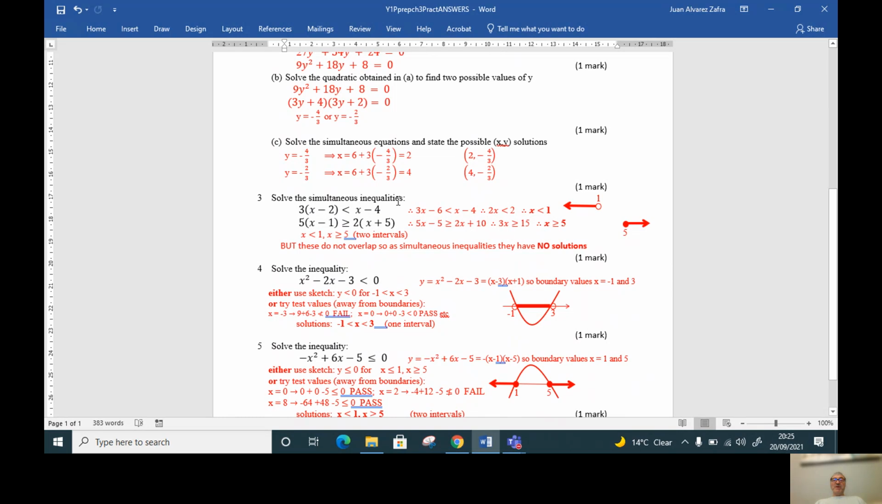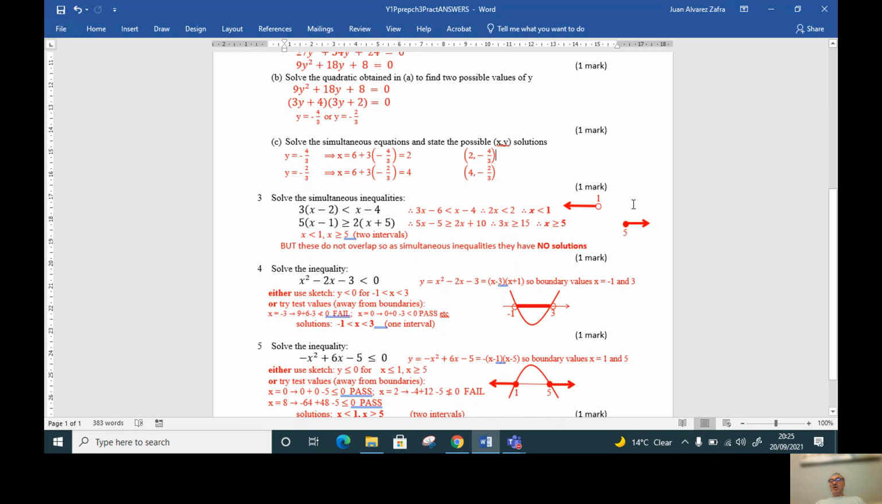But if we want to solve these two inequalities simultaneously, a value of x has to be strictly less than 1 and 5 or more? Well, that's impossible because these two intervals don't overlap. And so actually, although there are solutions to the first inequality and solutions to the second inequality, there are no solutions to the simultaneous inequalities.